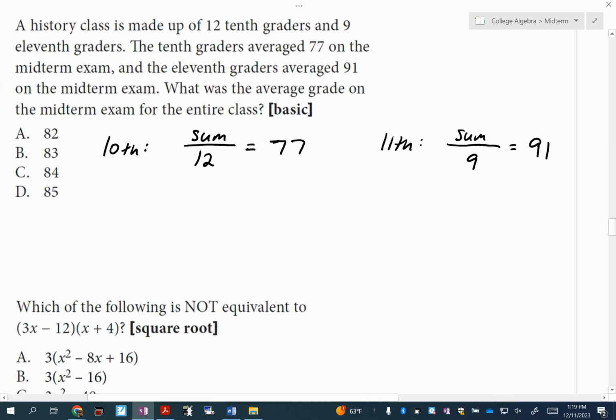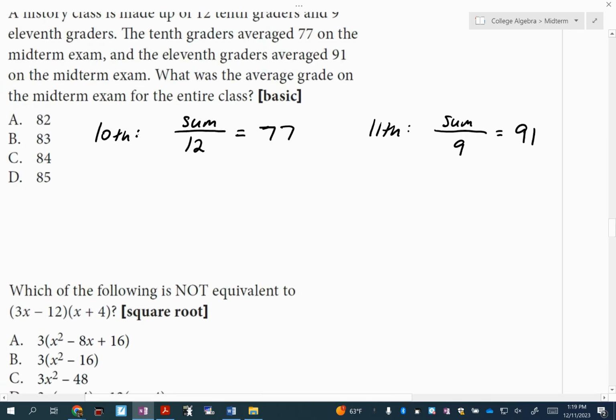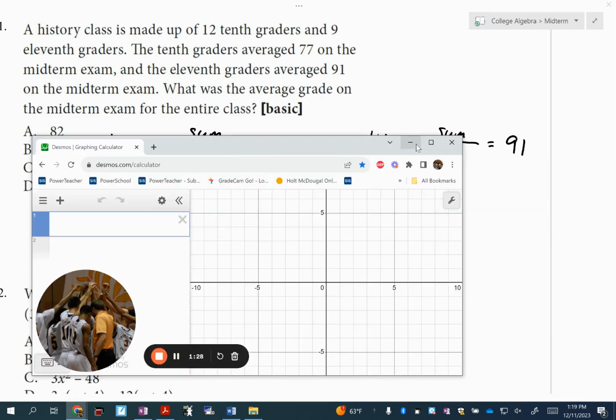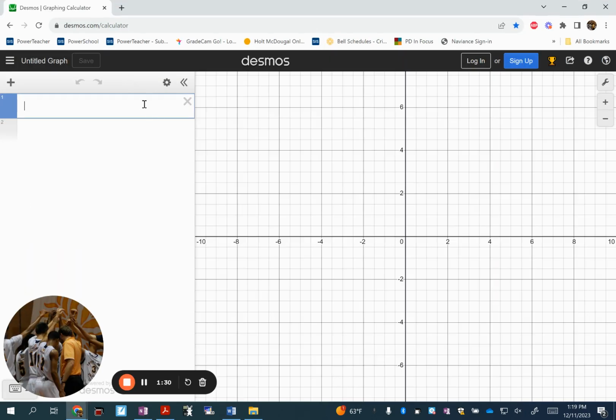So what I'm going to do is I'm going to use algebra to find those totals, and then once I have both of those totals for the 10th graders and for the 11th graders, I'm going to add those together, right? So find those numbers and then add those together and divide by 21, because that's how many total students are in the class. So let's go ahead and use the calculator. Hopefully you have yours. You should be using either the TI-30XS, or you can use your phone, or you can use Desmos for this.